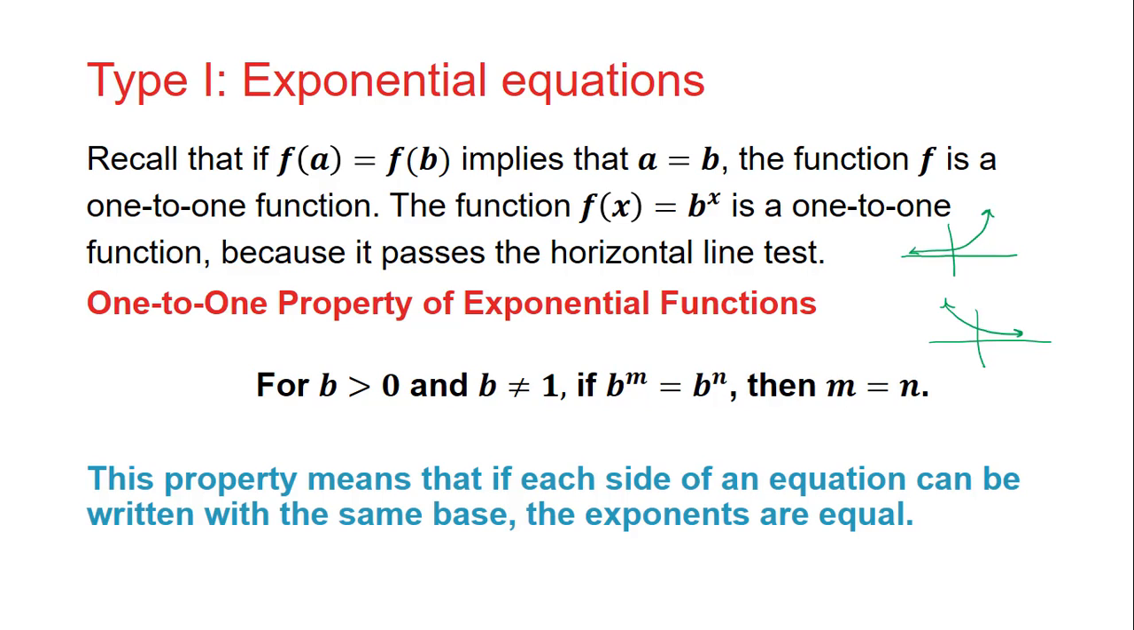So the one-to-one property of exponential functions states this: for b greater than 0 and b not equal to 1, if b to the m equals b to the n, then m must equal n. This property tells us that if two exponential expressions with the same base are equal, then the only way that can happen is if their exponents are the same. And so to use this, we're going to try to see if we can write each side with the same base. If we can, then we'll set the exponents equal to solve the equation.